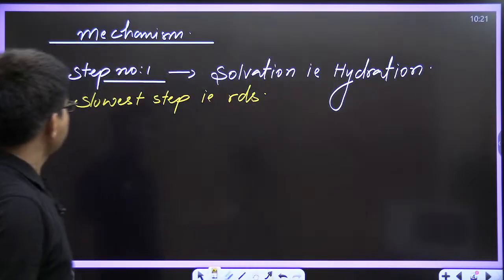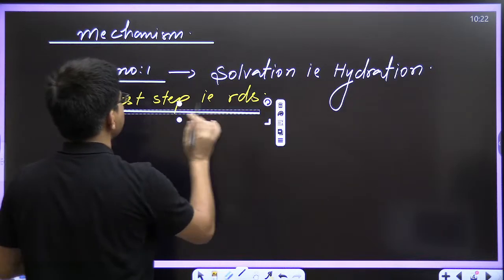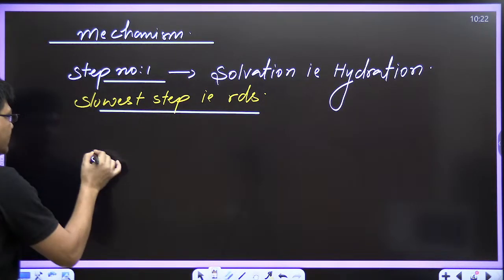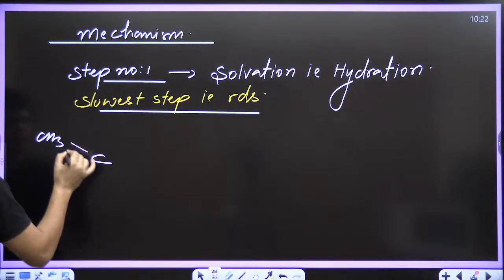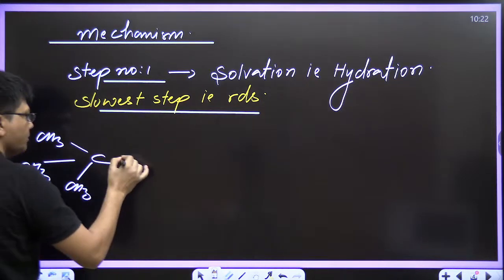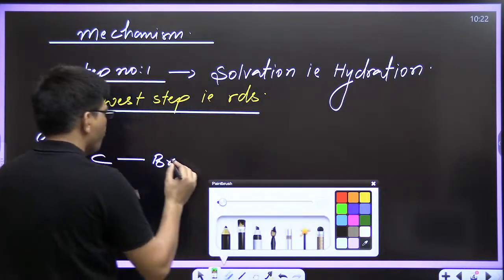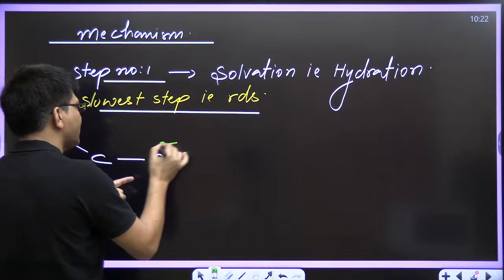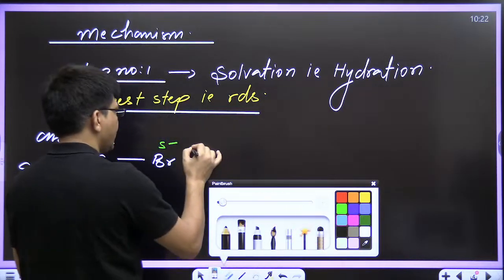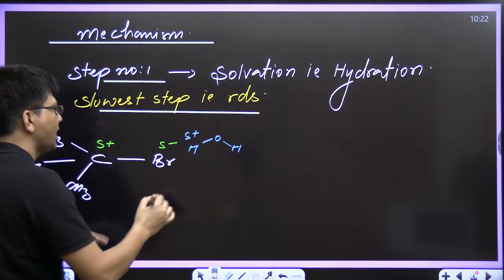Now kids, the slowest step is the rate determining step. Now let's see why this is the slowest step and why it is going to be the rate determining step. I'm saying this is tertiary butyl bromide. Now water will come like this. This has delta negative and this has delta positive. So water, H-O-H, will approach like this, with H plus coming like this.